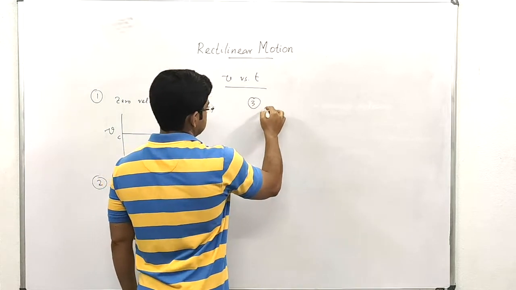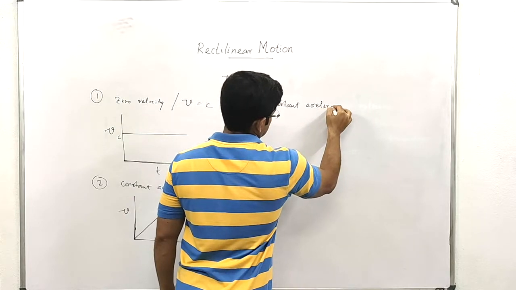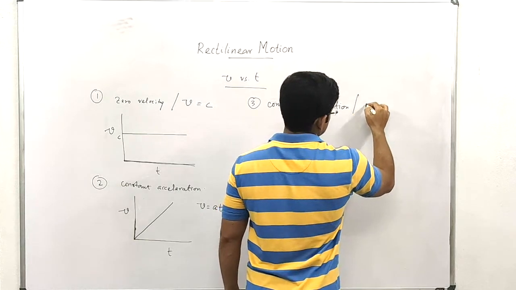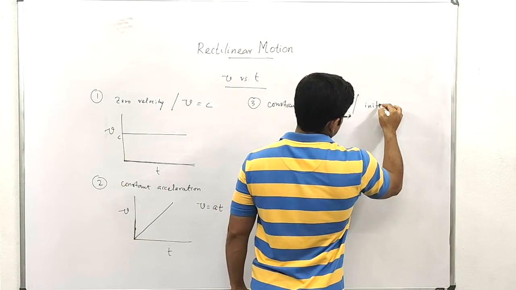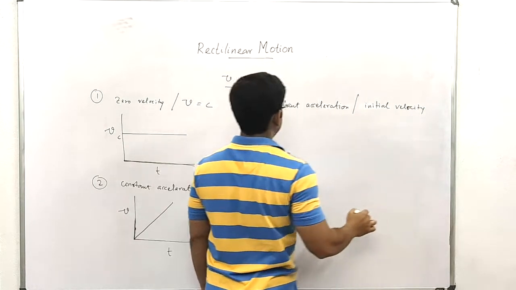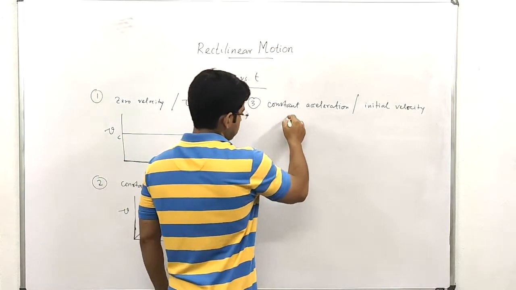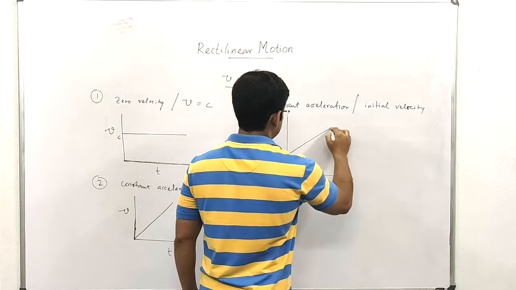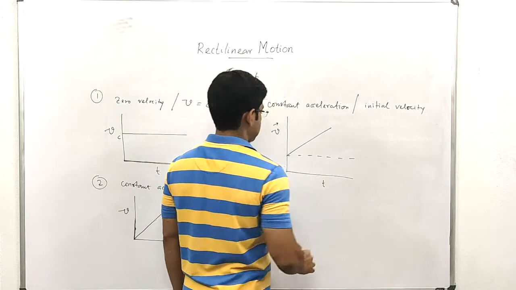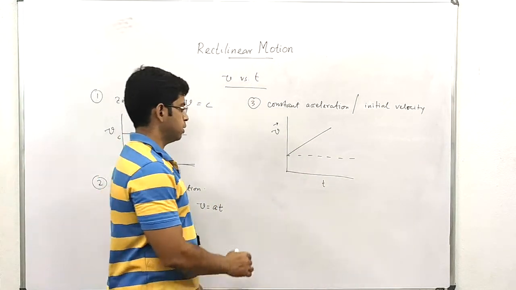The third point is constant acceleration but with a non-zero initial velocity. In this case, the curve will be similar to the curve in number 2, but it will start from a non-zero value of velocity, and again the slope of the curve will give the acceleration.